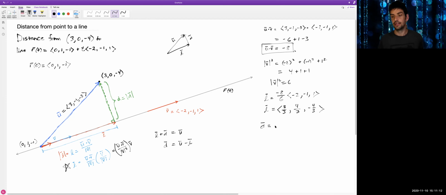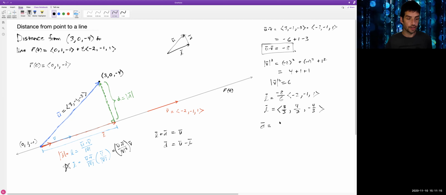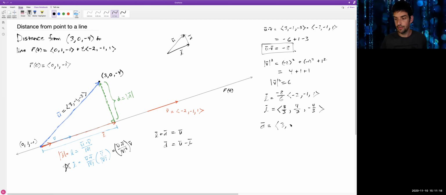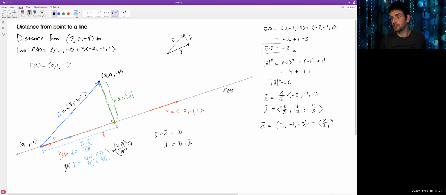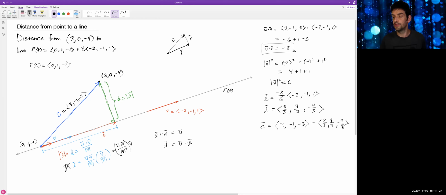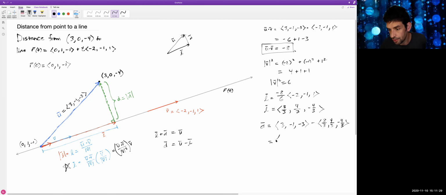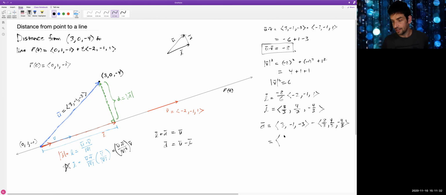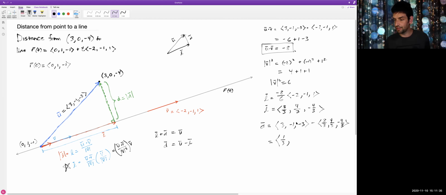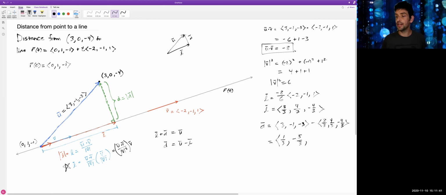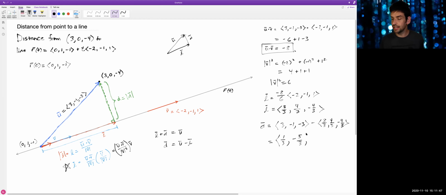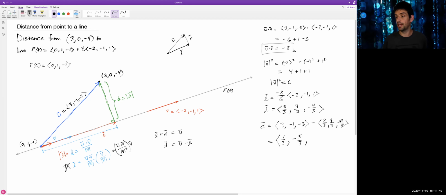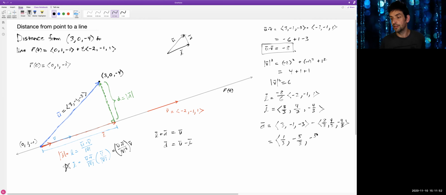D is going to be U minus L. So U was 3, negative 1, negative 3, minus 8 thirds, 4 thirds, negative 4 thirds. So we'll have 9 thirds minus 8 thirds is 1 third. Negative 3 thirds minus 4 thirds is negative 5 thirds. Negative 9 thirds. That's the only negative. Okay. Negative 9 thirds plus 4 thirds, because we've got minus minus, is going to be negative 5 thirds.